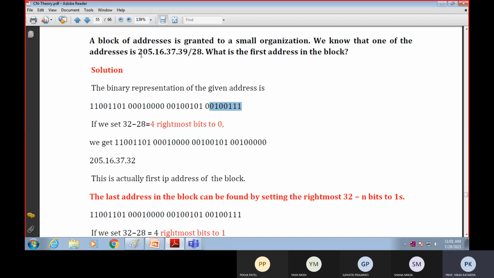Then we know that it is IP version 4, so the length is 32 and the CIDR notation given is 28. So 32 minus 28 gives us 4. So we have to set 0 for the 4 rightmost bits. If we do so, we get the first IP address of the block, and that will be 32. So 205.16.37.32 is the first IP address for the given block.